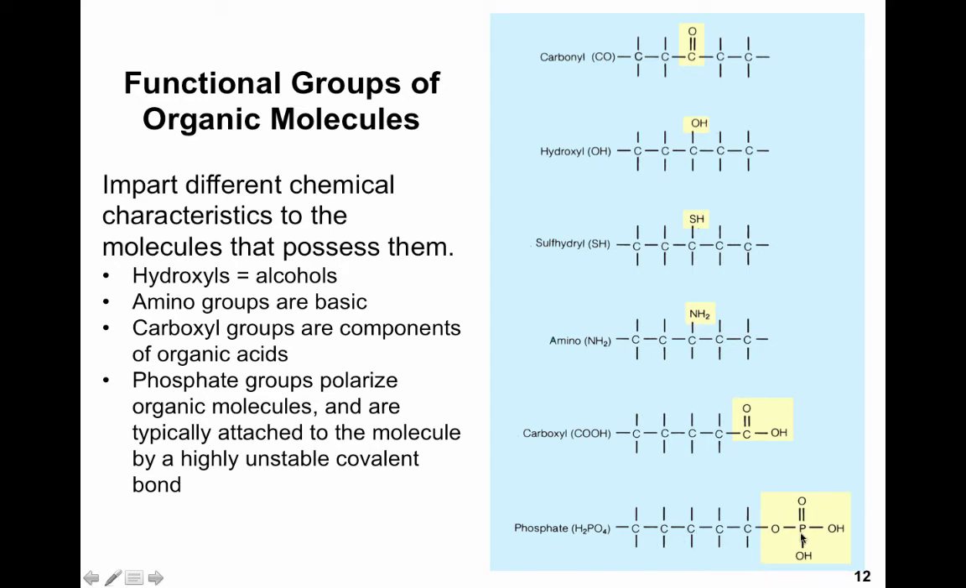A phosphate group is a phosphorus atom bonded to 4 oxygens, and depending on the chemical environment, there may be 1 or 2 hydrogens bonded to the oxygens. It depends on what else is going on in the chemical environment. And we'll find out that phosphate groups being transferred from one molecule to another is an important chemical messaging system in the cell, and it's also responsible for a lot of the energy usage in cells.